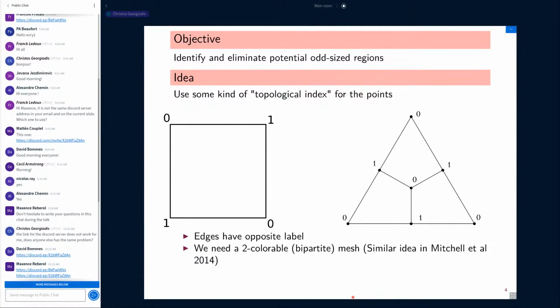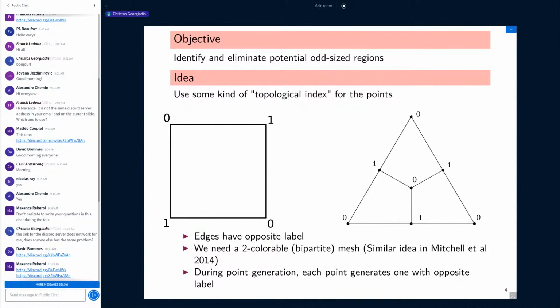The whole idea is that during the point generation, starting from a boundary that we can color, each point generates one with the opposite label. So essentially, we propagate some kind of topological information throughout the domain, along with a geometric one, which is the position of the points.